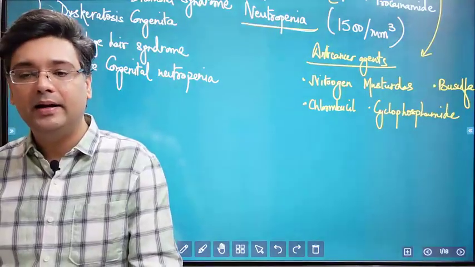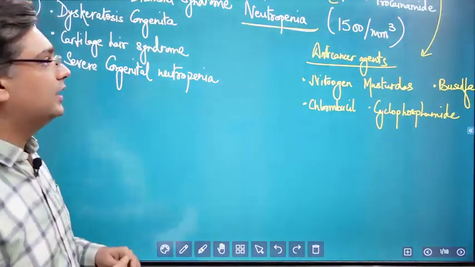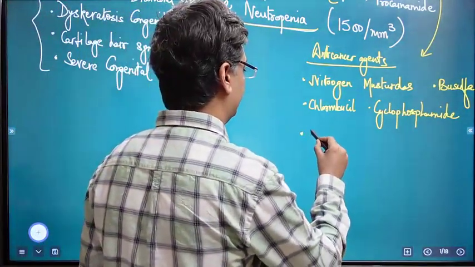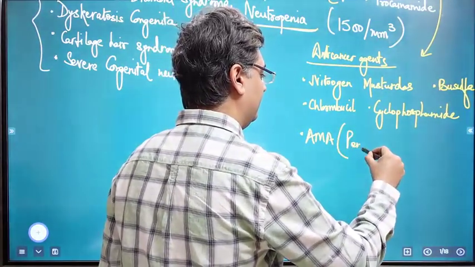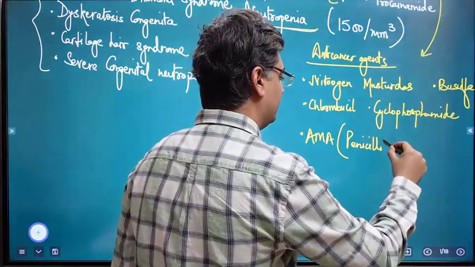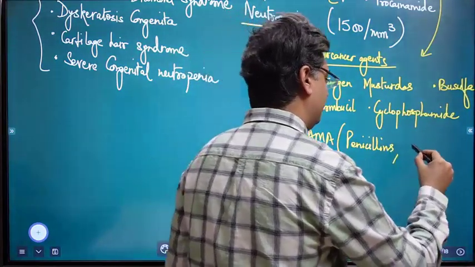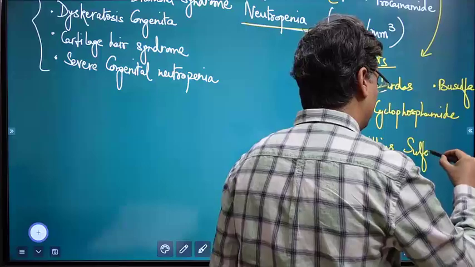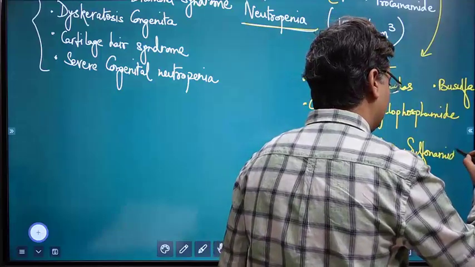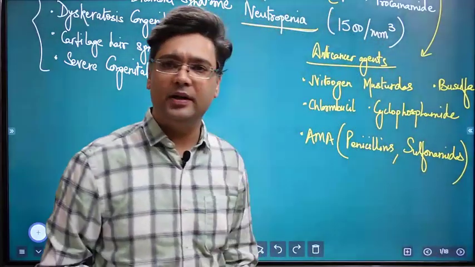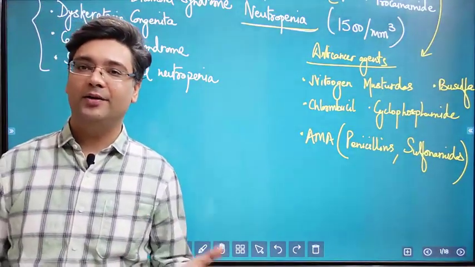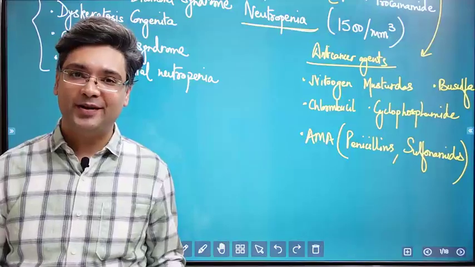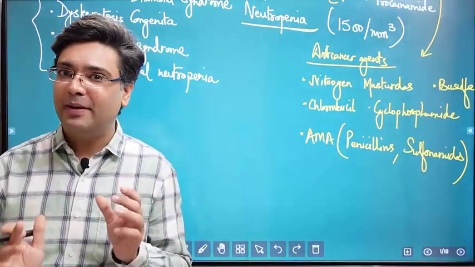Certain antibiotics like penicillins and sulfonamides can do the same. Certain antibiotics or antimicrobial agents, and these are penicillins, and they can be sulfonamides as well, which can result in neutropenia. So we are seeing multiple conditions here causing neutropenia. Cannot explain you because it's not a concept. You'll have to write it in your by heart copy.